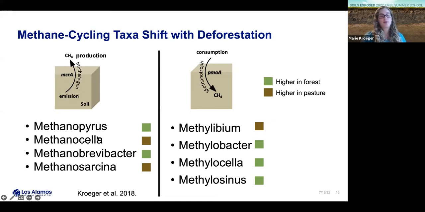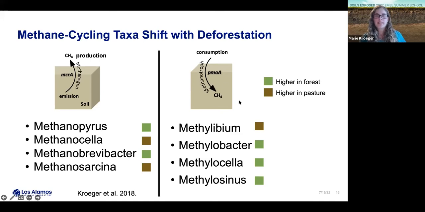One of the differences between these groups, at least what's been described, is that Methanopyrus and Methanobrevibacter are known to be hydrogenotrophic, meaning that they use hydrogen and CO2 to produce methane, whereas with Methanosarcina, a lot of them are known to use acetate as their main source for producing methane. And Methanocella, although they're hydrogenotrophic, actually require acetate for growth.